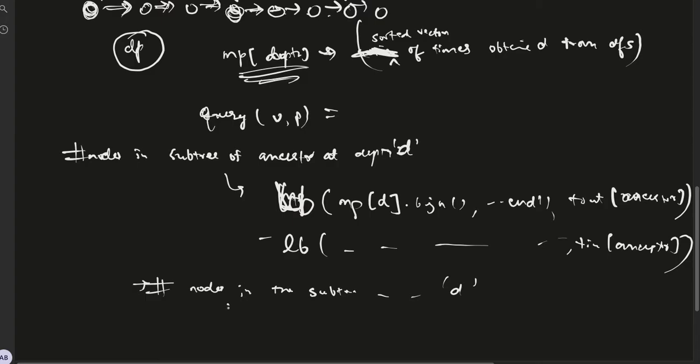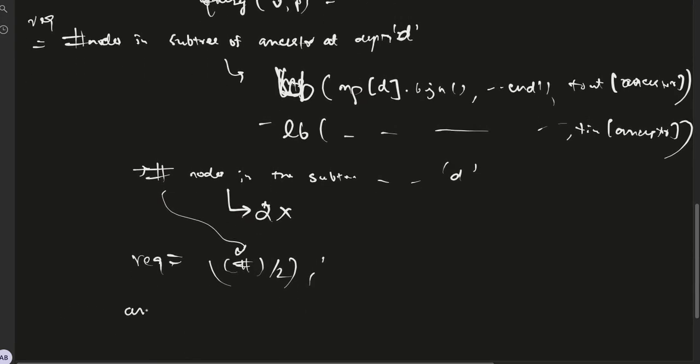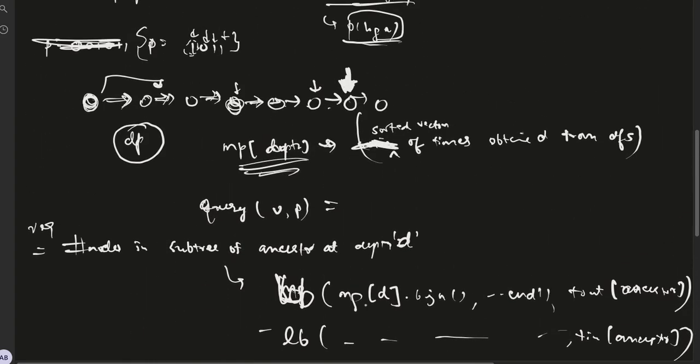But the problem with this is it'll give double that answer, so we need to divide. So let's say this is required. So required would be number of nodes by 2, and the answer for query would be required minus 1, because for the number of pth cousins, v won't be included in the number of pth cousins, we need to discount v. So this minus 1 is to discount v from the list of pth cousins of v.